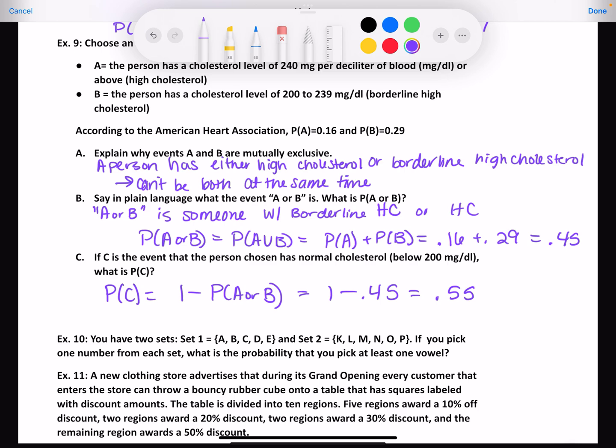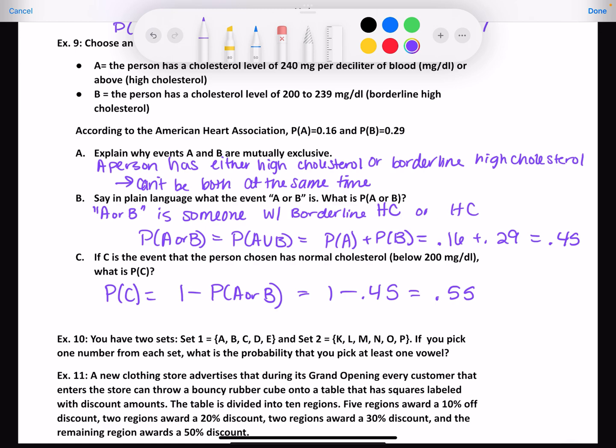All right, you have 2 sets. Set 1 is the set of A, B, C, D, E. Set 2 is the set of K, L, M, N, O, P. If you pick one letter from each set, what is the probability that you pick at least one vowel? There's a different number in each group: 2 out of 5 and then 1 out of 6. So I could do the complement.